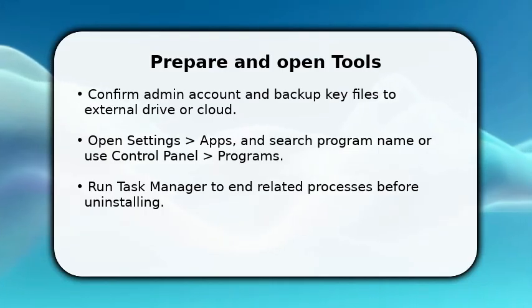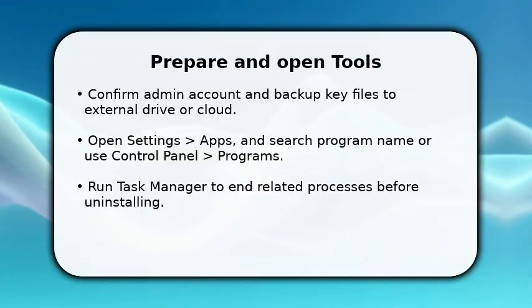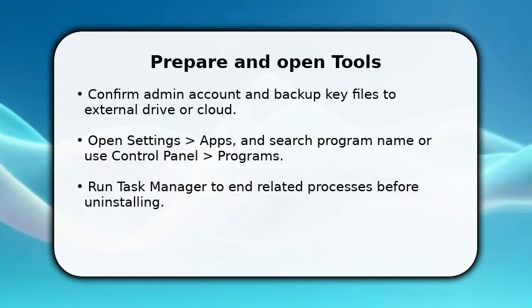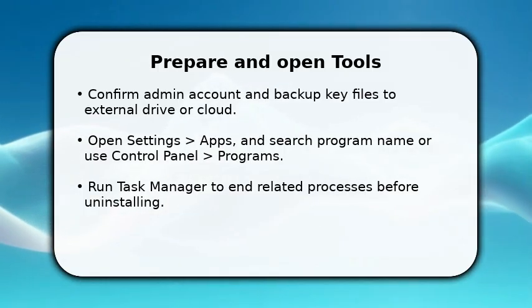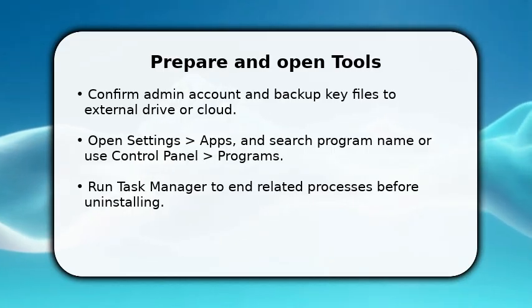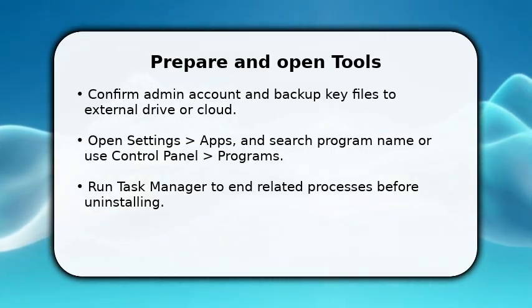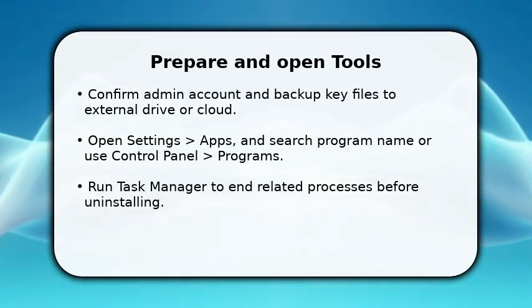You start by making sure you have admin rights and a quick backup of important files. This prevents data loss if the uninstaller fails. Once done, open Settings apps or Control Panel programs to locate the troublesome entry. If the program isn't visible, run Task Manager and stop any related background processes. This frees locked files so the removal tools can run. Make sure to note the exact program name shown on disk as you proceed to the next step.